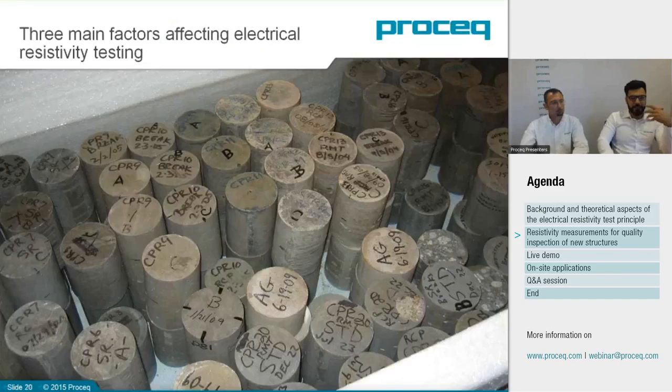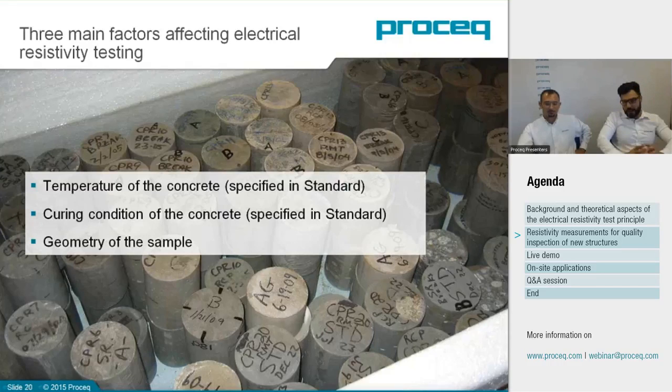Now that we know about a history of resistivity, where it began, what we use it for, and its relation to other test principles, I think we should start looking at getting into the lab. So first thing we talk about, you looked at the standards as well, we said there are certain things we need to get. So before doing any test, we need to consider the main factors that affect that test.